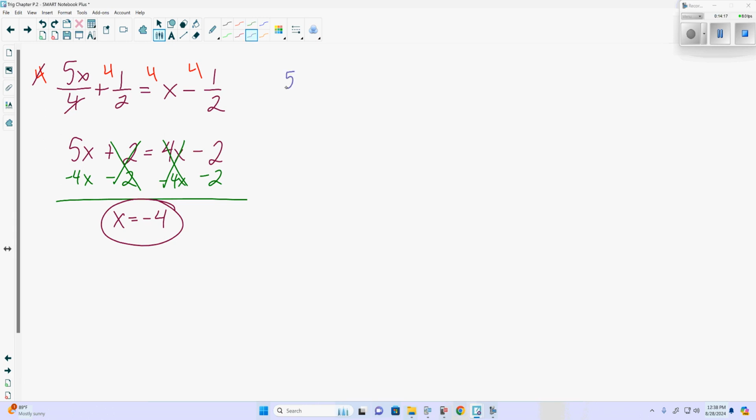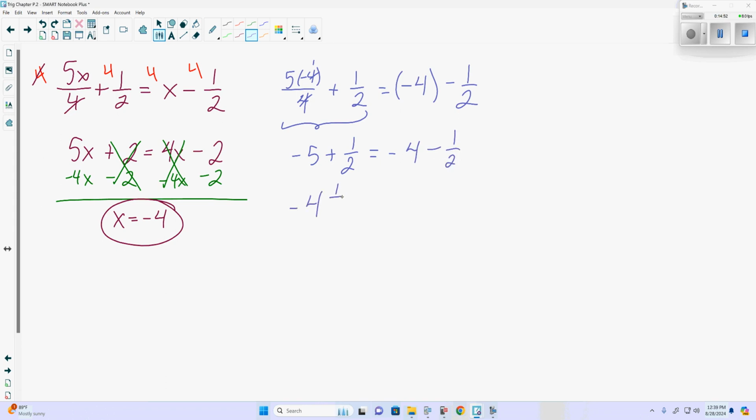Well, we could check at 5 times negative 4 over 4 plus 1/2. See if it's equal to negative 4 minus 1/2. Sometimes it might be just one number. Yes. Here, the 4 and 4 would simplify to just negative 1. So we have negative 5 plus 1/2 is equal to negative 4 minus 1/2. Well, this would be negative 4.5. And this is negative 4.5. And that's it.